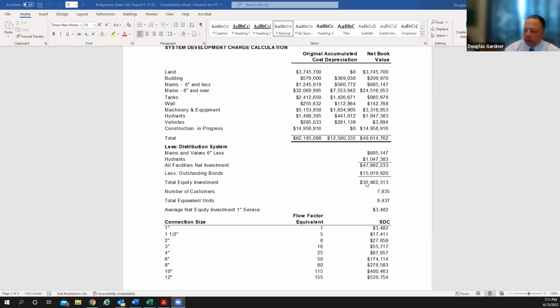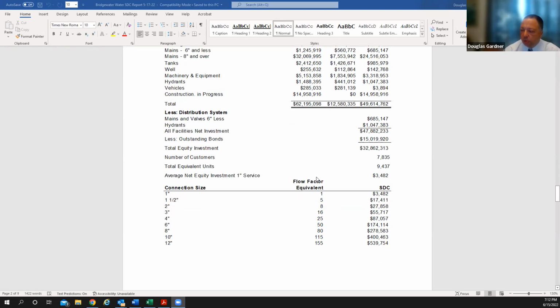So divide the net equity, or the equity investment, by the number of equivalents, and that gives you your net investment for a 1-inch service. So we're recommending that for anybody who's going to build a home, the per connection fee for a residential home would be $3,482. And we'd probably recommend rounding that up to $3,500.